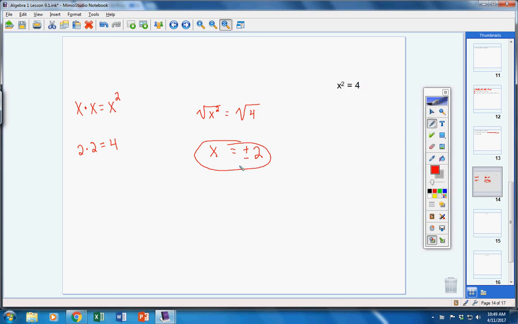Yes, there are. The first answer is positive 2. Let's see if that's right. Put a positive 2 in here and square it. And what do you get out? 4. Now, put a negative 2 in for your x.